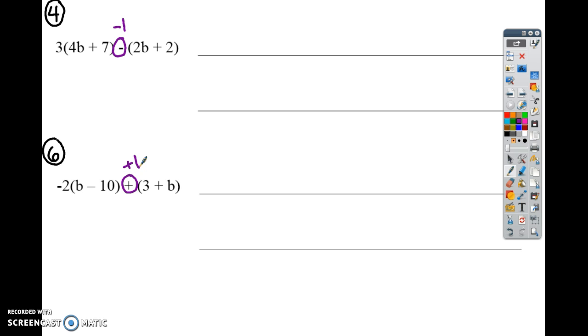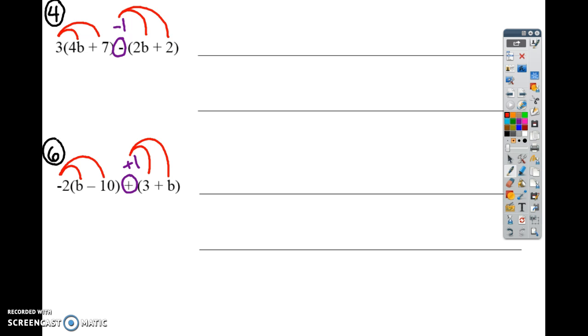So when you are distributing these 2 problems, problem number 4, you distribute the 3 here and here, and then you distribute the negative 1 here and here. Same thing for problem number 6, you will distribute negative 2 to the b and negative 2 to the negative 10, and then you will distribute the positive 1 to 3 and the positive 1 to b. So go ahead and pause your video right now and work these 2 problems out, and let's see if we get the same answer. So you can go ahead and pause the video and play it when you're ready to see how you work them out.